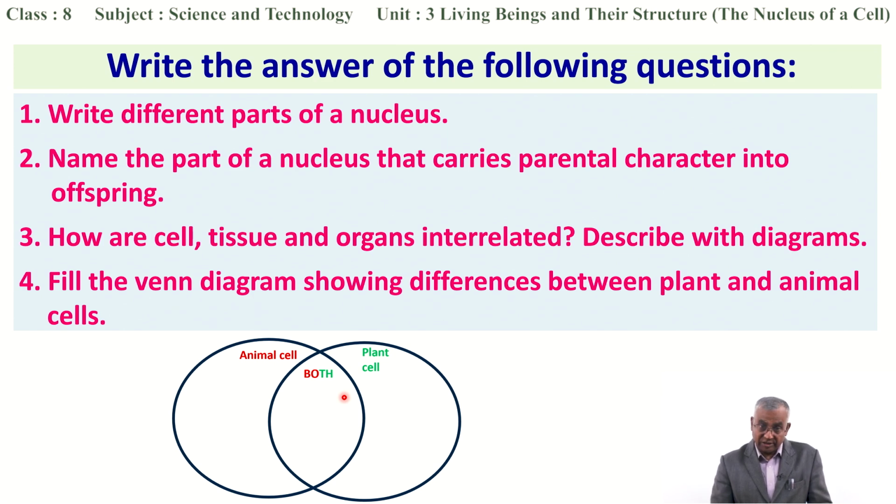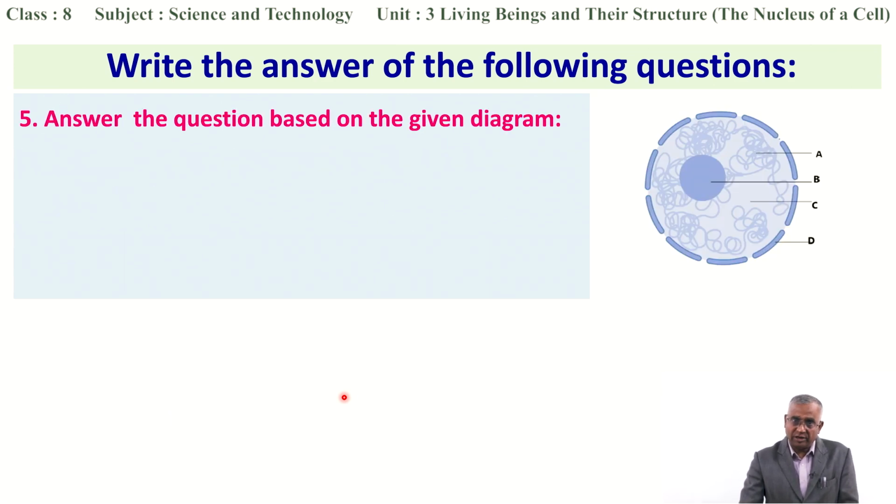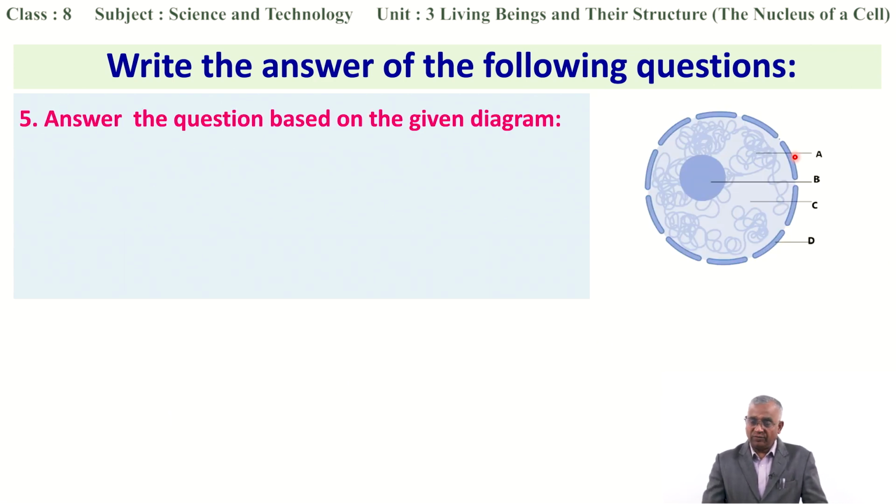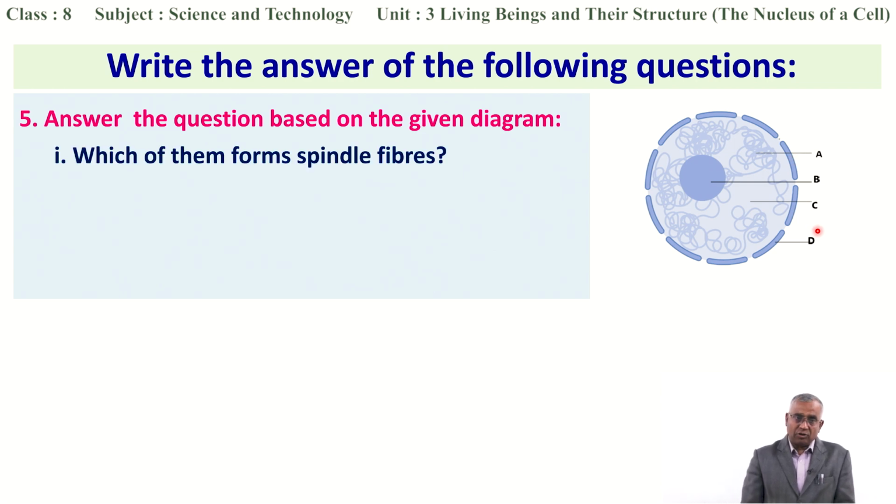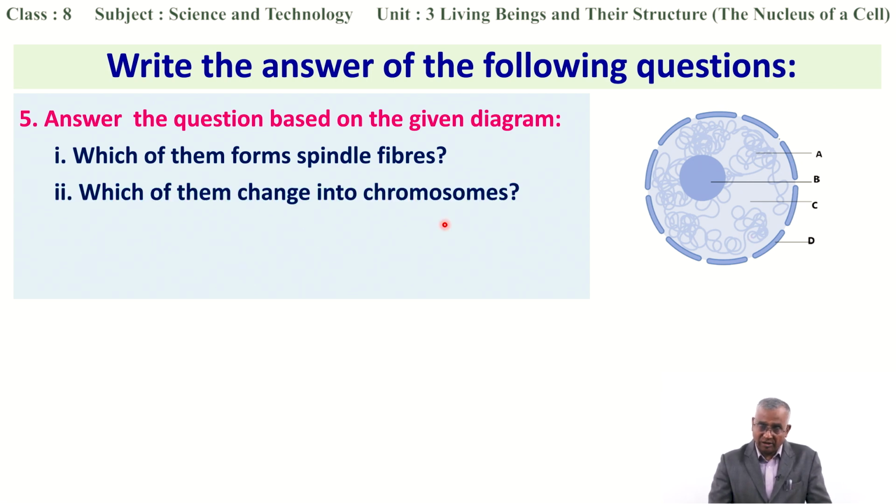Okay students, there is another question also with diagram, and you have identified easily what it is. Which of them forms spindle fiber? Out of these 4, which one forms spindle fiber? You have to write. It depends on you. I'm not going to discuss about it. Already discussed. Which of them change into chromosomes? Out of these 4, there is one component that changes into chromosome. You have to identify. Compare D and C. Here D and C, you have to compare them.